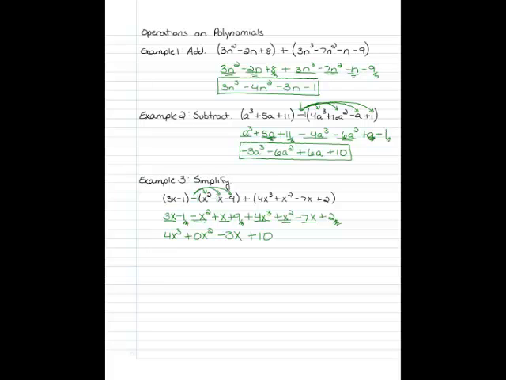plus 10. Now this second term here, we have 0x squared. 0 times any number is 0, so I'm just going to take that term out. We have 4x cubed minus 3x plus 10. That is our simplified answer.